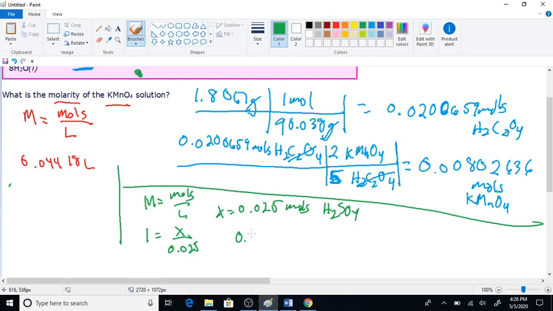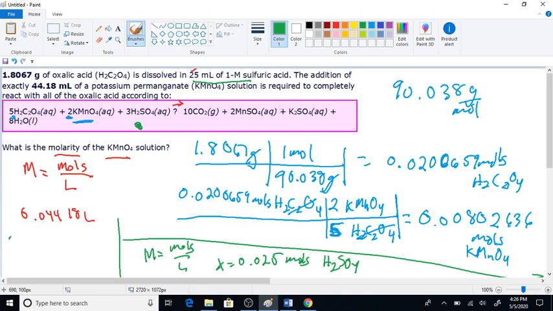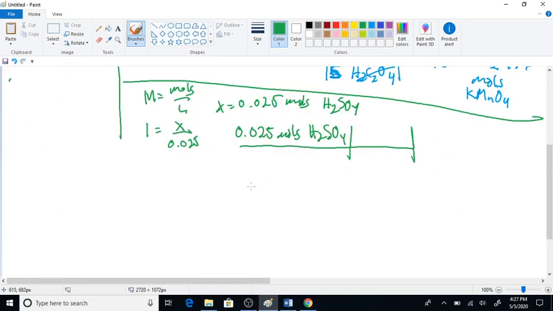Now we need to do our stoichiometric ratio for this. Let's look up here. What's our ratio for this? It is want over have, 2 over 3. When we do that, we get 0.0166667 moles of KMnO4.